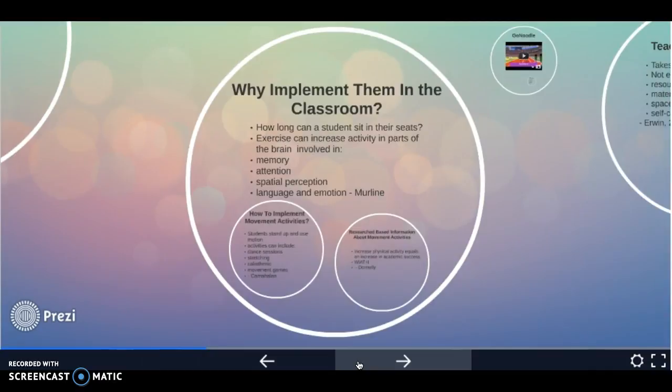So why implement them in the classroom? Well, let's think about the age-old question of how long should a student be sitting in their seats. The student who fidgets in his or her chair and cannot focus will be affected if the teacher does not implement differentiation in the classroom. This is why movement activities would be an easy and effective strategy to implement. According to Mulrine, exercise can increase activity in the parts of the brain involved in memory, attention, spatial perception, language, and emotion. So why not use a strategy that involves exercise, such as movement activities?